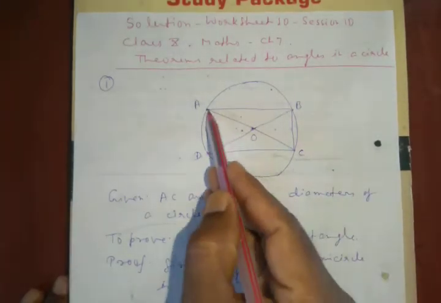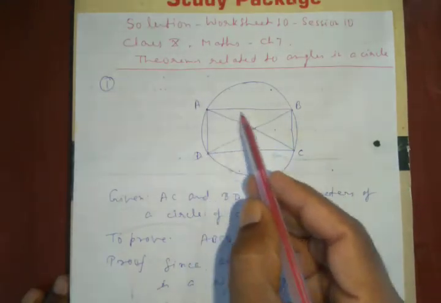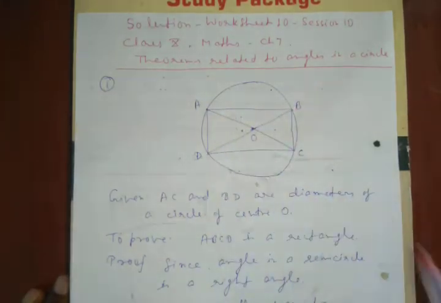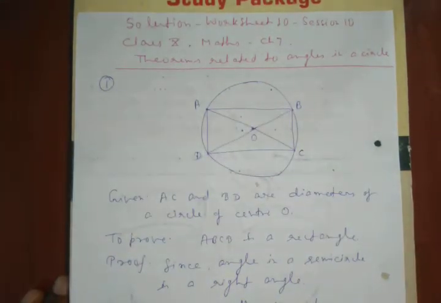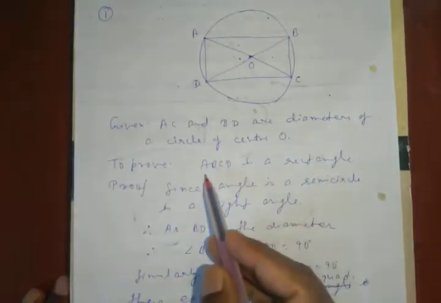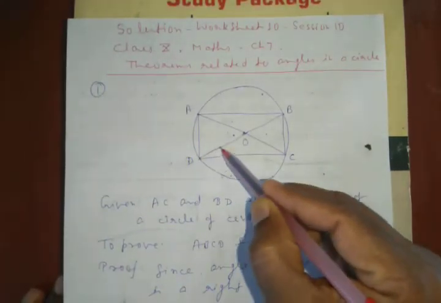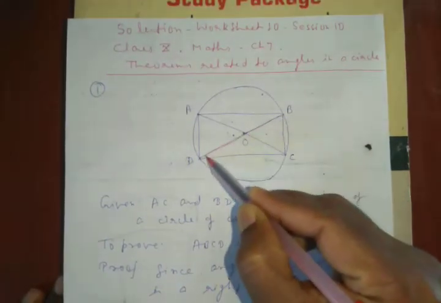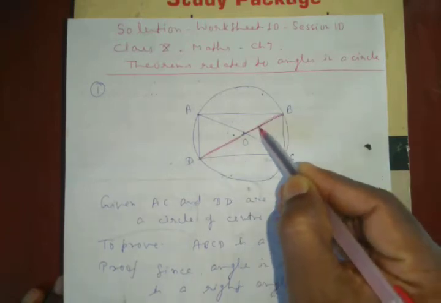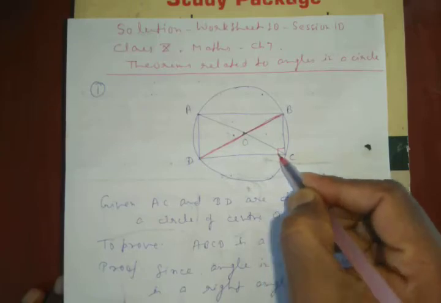That is, AC and BD are the diameters, and when we join these points, that is AB, BC, CD, and AD, then there is a quadrilateral, and we have to prove that this is a rectangle. So the proof is this. First you see that this is the diameter, and you know that the angle in a semicircle is a right angle. So this will be 90 degrees.